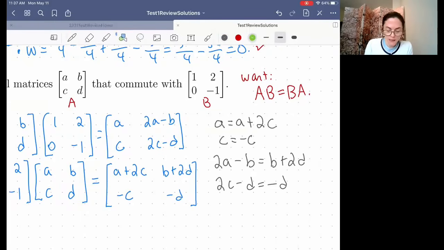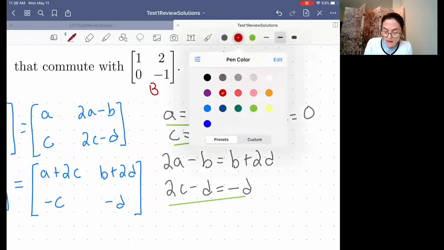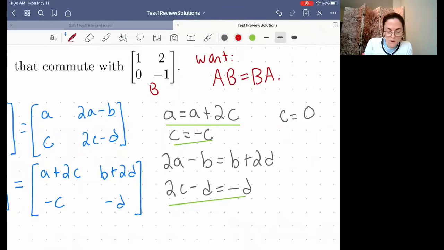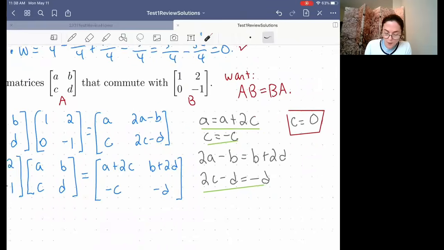Maybe I'll underline them in green. This equation, and this equation all say the exact same thing. And moreover, that A and D can be anything. So far, C is 0. And then, for instance, here, A can be anything and D can be anything. Okay, so the only thing left to do is figure out what B must be, because A and D, from the three equations we have, can be any real numbers.